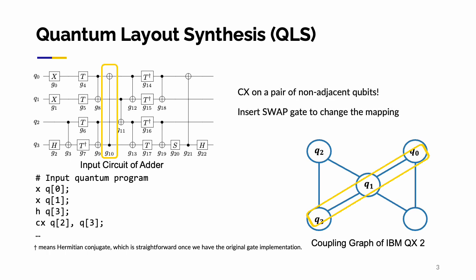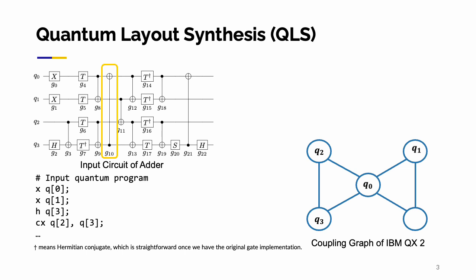So our solution is to insert a swap gate to change the mapping. After the swap gate happens, we exchange the mapping for Q0 and Q1. After that, gate 10 is acting on two adjacent qubits. This is a valid operation now. So that's how we use swap gates to update the mapping to accommodate the circuit connectivity to the device connectivity.